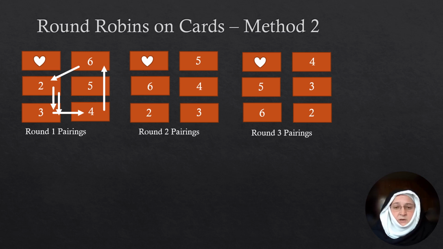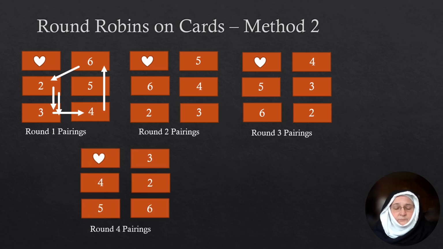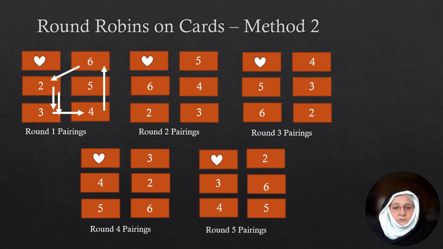This is round 3 pairings. Round 3 comes back, set it up exactly like this, record your wins and losses, and then rotate the cards to get ready for round 4. And we have round 4 here. It's rotated the same direction, counterclockwise. Do the same thing for round 4, and then your final round is round 5.